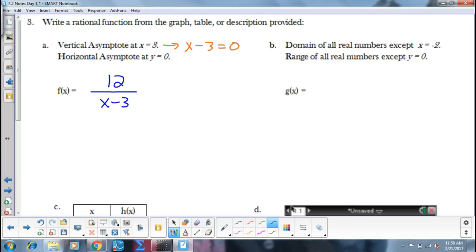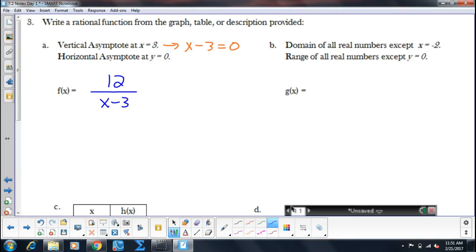So the question was, you can put the same number up there every time if you want. And the answer is yes, provided that your horizontal asymptote is y equals 0. If your horizontal asymptote changes, then the numerator is going to have to change to go along with it. Okay? So, what do we got up here?